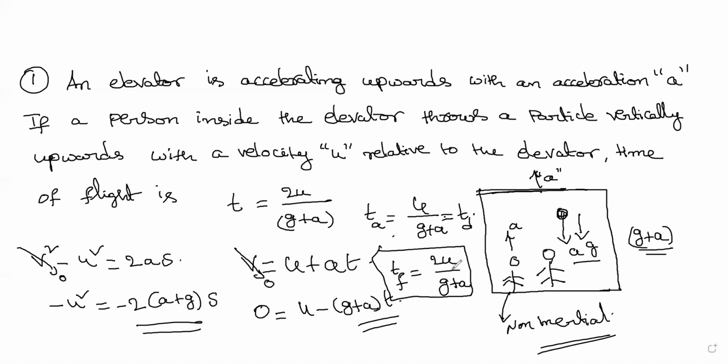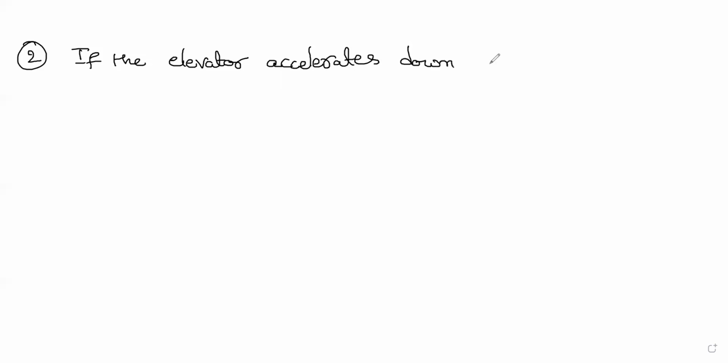Next case is that, case number 2. In the above case, if the elevator accelerates down, if the elevator accelerates downwards with an acceleration of a is less than g situation.